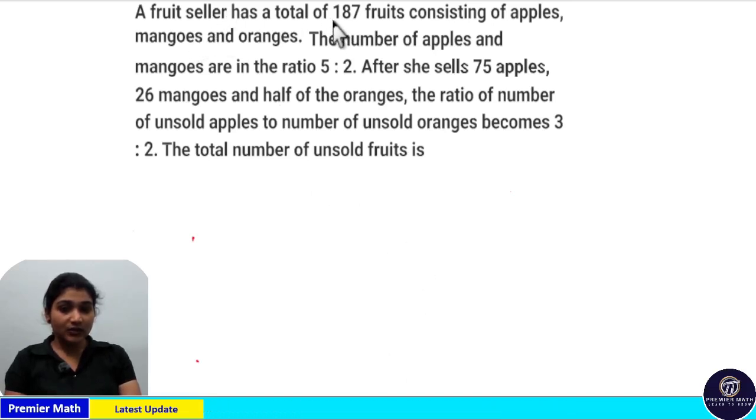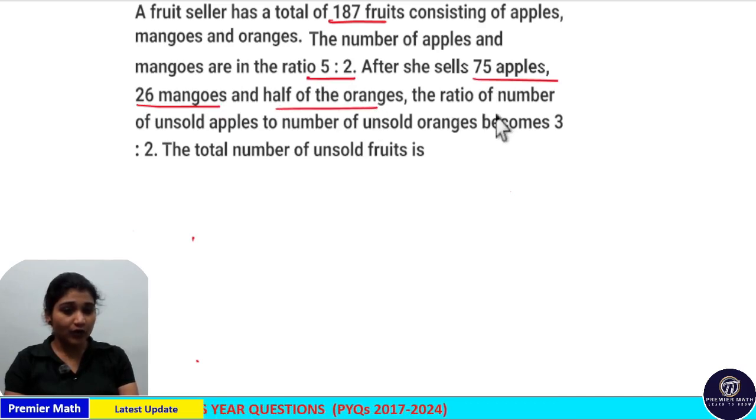A fruit seller has a total of 187 fruits consisting of apples, mangoes, and oranges. The number of apples and mangoes are in the ratio of 5:2. After she sells 75 apples, 26 mangoes, and half of the oranges, the ratio of the number of unsold apples to the number of unsold oranges becomes 3:2. The total number of unsold fruits is?